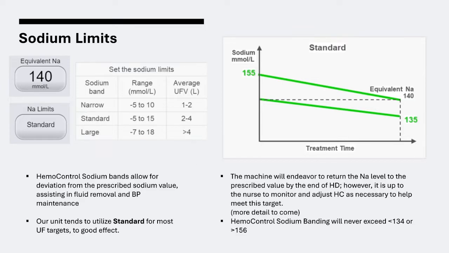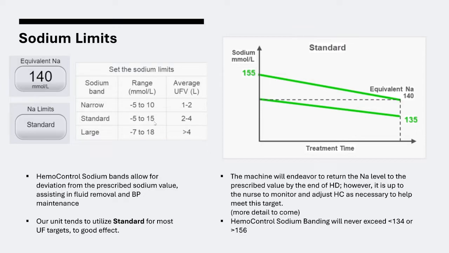So typically our unit tends to utilize the standard setting for most of our UF targets, but Baxter has suggested that for larger targets above 4 liters, which again is fairly rare depending on the client, that you could utilize large sodium parameters. But typically we tend to meet our targets with the standard level with a fluctuation of -5 to +15.